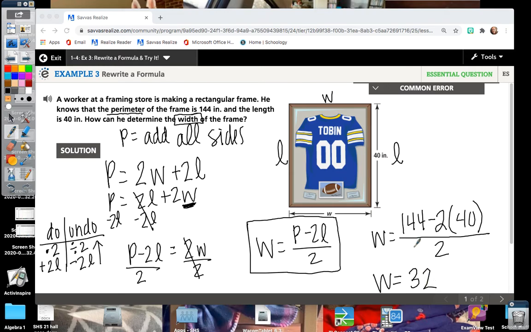And again, when you have word problems, make sure you use correct units. What is the width? It's 32 what? We had 144 inches and we had 40 inches. So this is 32 inches. Make sure you get your correct units. Okay, so pause the video and try example 3, about area of a triangle.